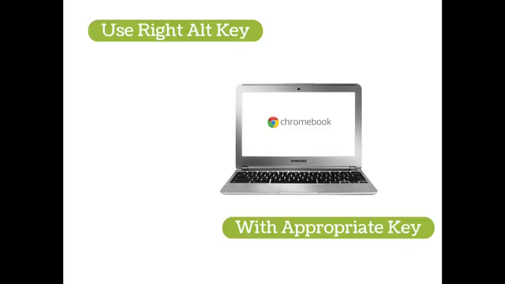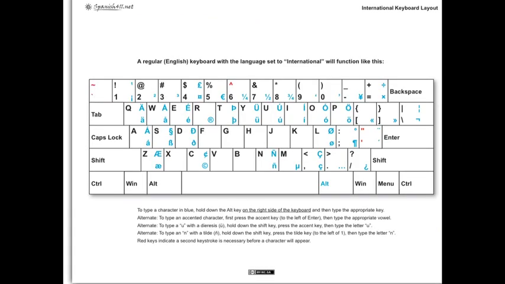Now that the International Keyboard is enabled, you will use the right Alt key on your keyboard in combination with the appropriate key to make the accent marks. This diagram shows you the possible combinations that you can make for accent marks. Again, you're going to use the right Alt key in combination with any of the other keys.